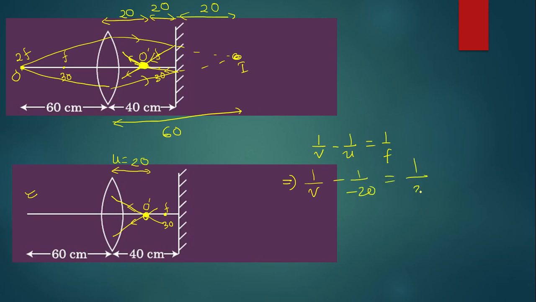What will be the focal length? The focal length will be 30. What will be the sign of the focal length? Again, this focal length will be positive because now the first principal focus will be here.